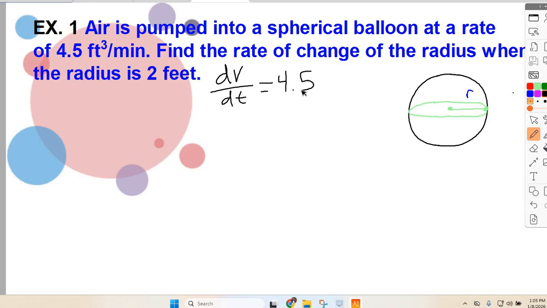So then next up, what does it ask us to find? Rate of change in radius. So that's going to be dr dt. That's what we're trying to find, and we specifically want that when r is 2. Am I plugging in my r equals 2 from the beginning? No, because r is changing.